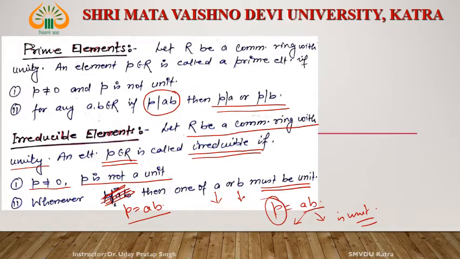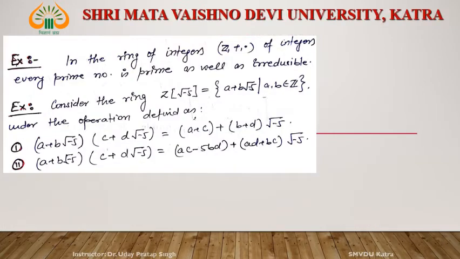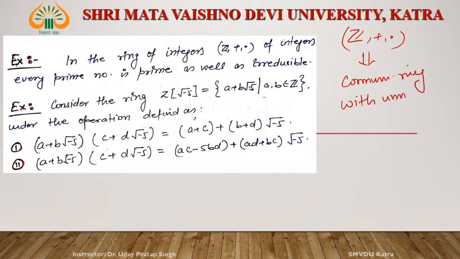Now let us see what is a prime element and what is an irreducible element. These are the definitions. Whether these two, prime or irreducible, are the same or something different depends on the domain. So if we consider Z with plus and dot, what is this? This is a commutative ring with unity.